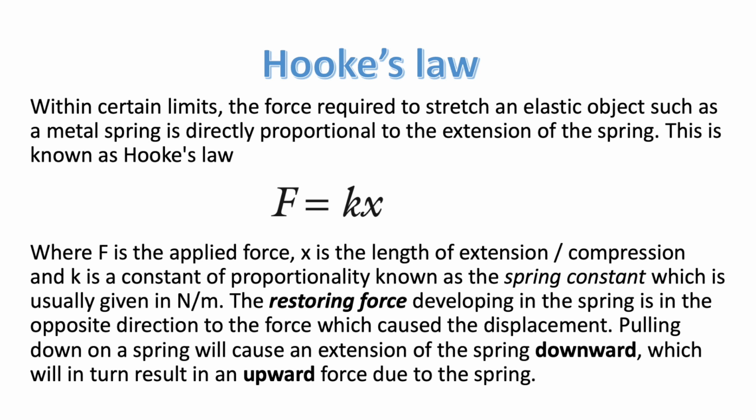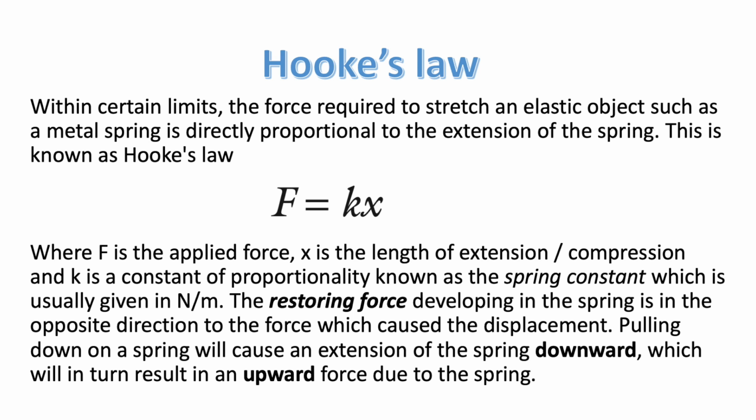If we add more mass to the lower end of the spring, there will be more extension. Within certain limits, the force required to stretch an elastic object such as a metal spring is directly proportional to the extension of the spring. This is known as Hooke's law. That is, F equals kx, where F is the applied force, x is the length of extension or compression, and k is a constant of proportionality known as the spring constant, which is usually given in Newton per meter.